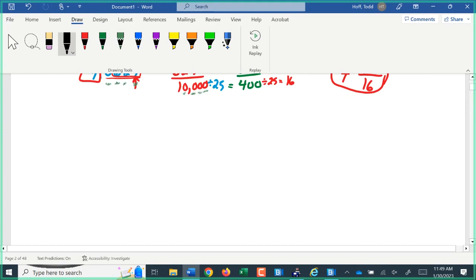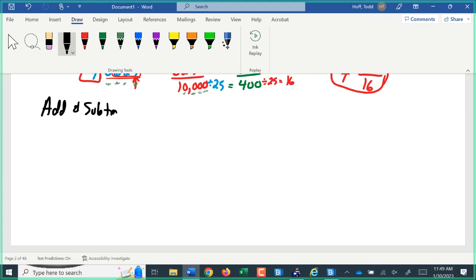Now, just like any other number, when we add or subtract decimals, we must have the same name.